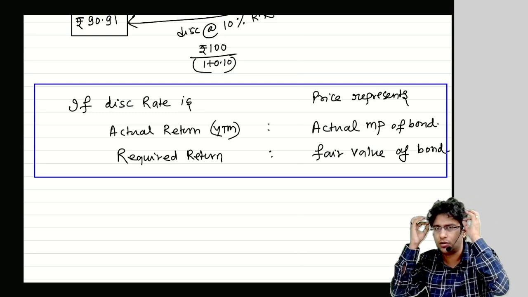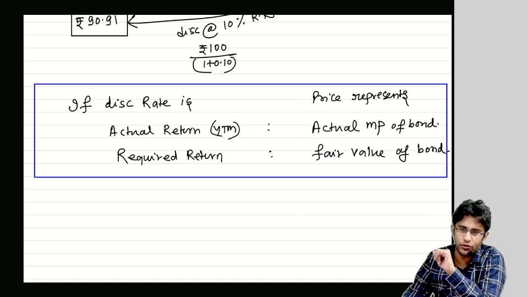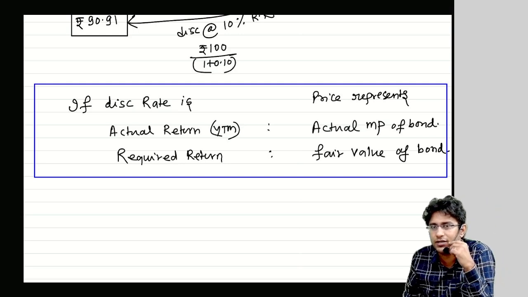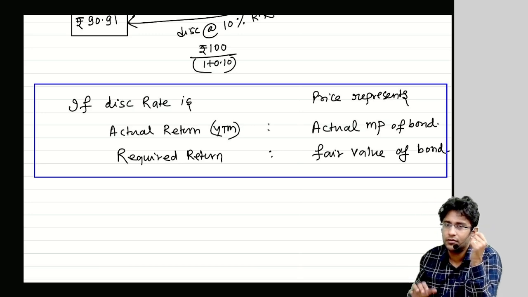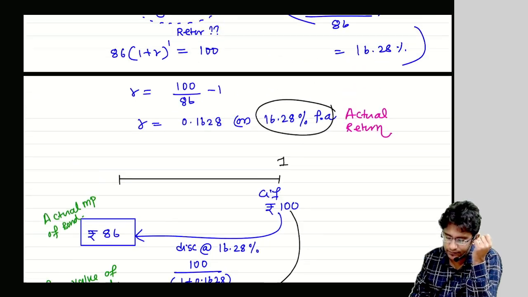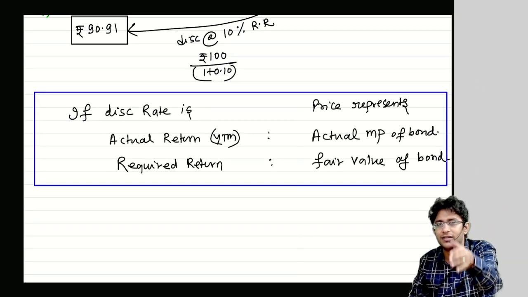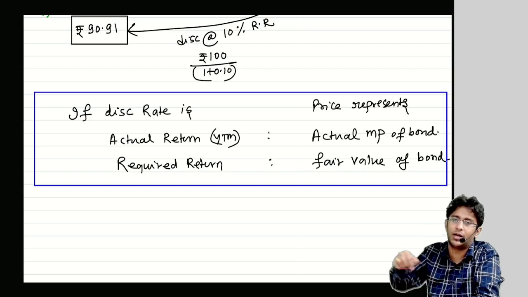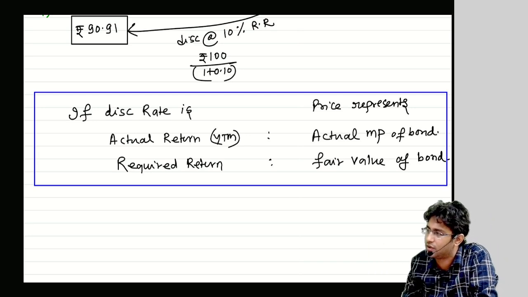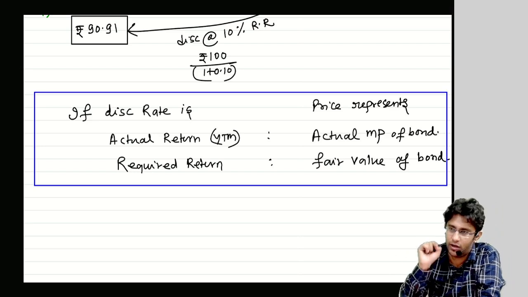Just have one small thought in your mind. Somebody would have computed actual return. Tell me, sir, in the actual return computation, is the market price of the bond considered or not considered? Considered. If 16.28, how did you get it, sir? Did you consider 86? No. So in the 16.28 calculation, the market price is already there, the actual market price. So when you discount 100 with 16.28, automatically you will get the market price of the bond, not the fair value of the bond. I told you that question is flawed for the same reason.